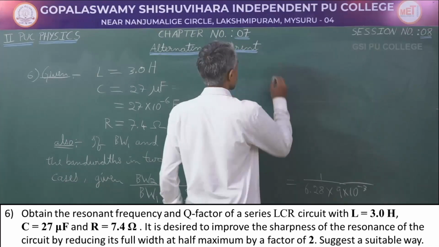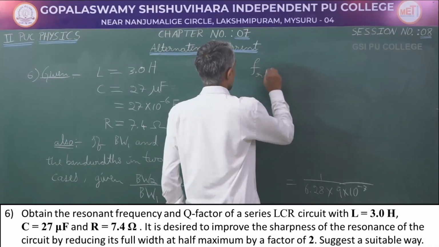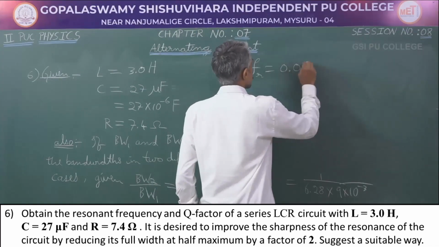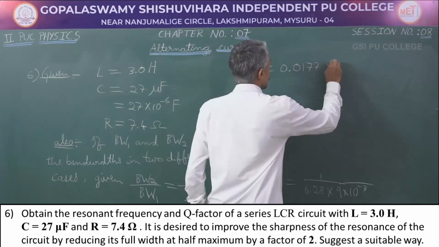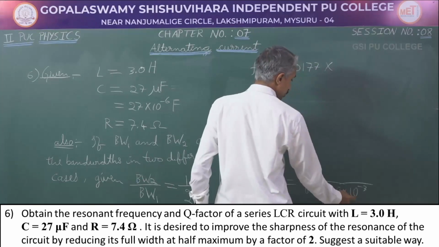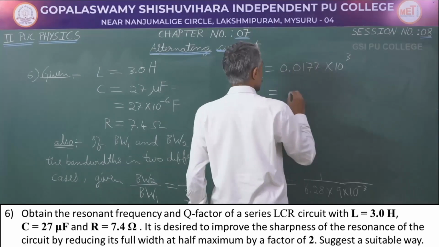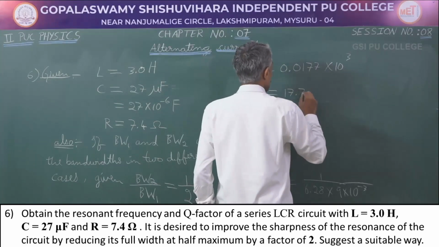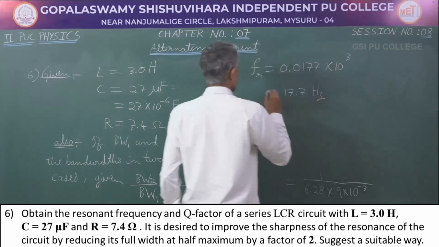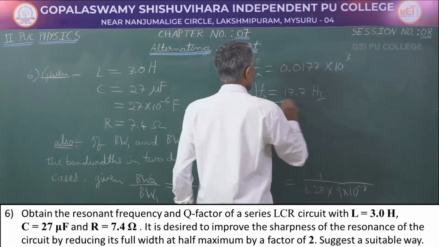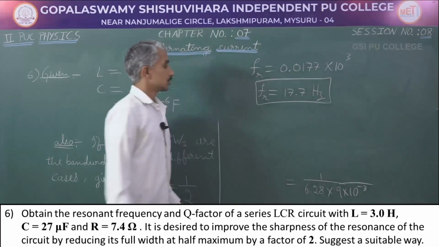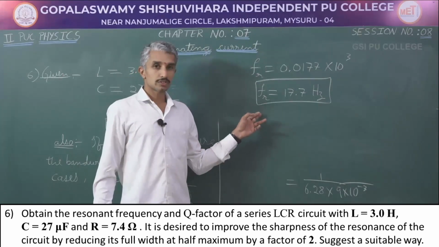On simplifying this, we will get the resonant frequency as 0.0177 into 10 to the power minus 3. In the denominator, it becomes 10 to the power plus 3. So this is 17.7 hertz. We have found out the resonant frequency.